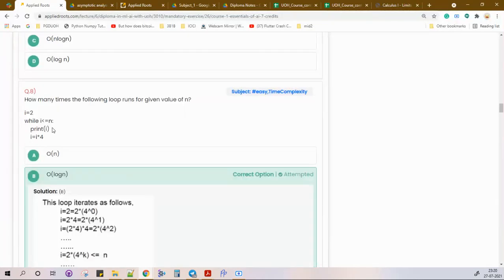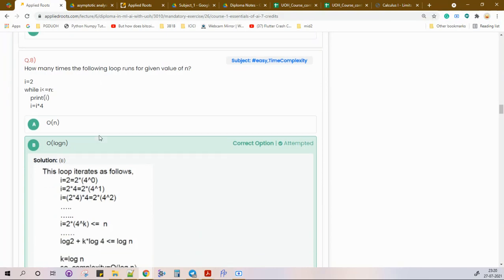Okay, now I have just one loop, so this is an easy one. I should have taken question number 7 at last, but let's start with the tough one. So question number 8: how many times will the following loop run for the given value of n? So it is nothing but the time complexity they are asking. i equal to 2, while i is less than or equal to n. So i is my parameter that will decide when this while loop will break.